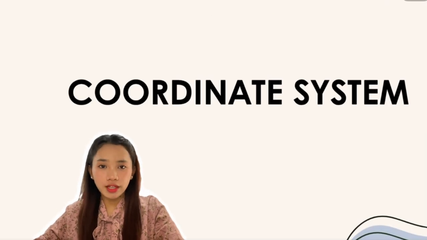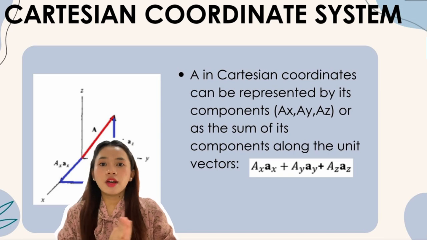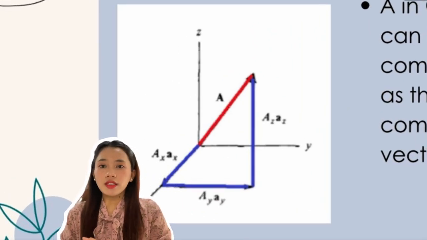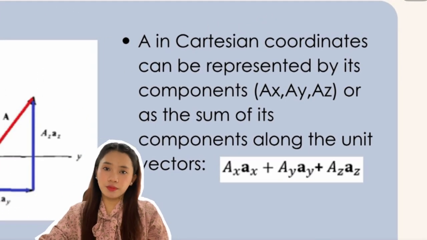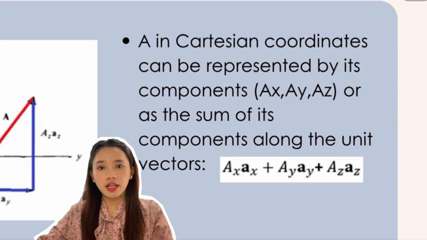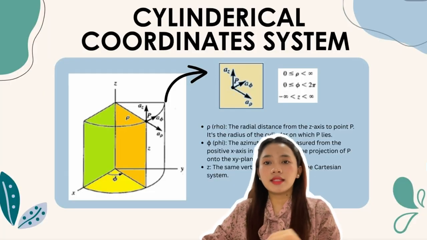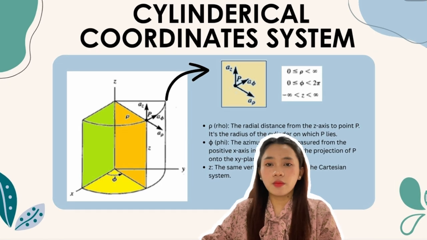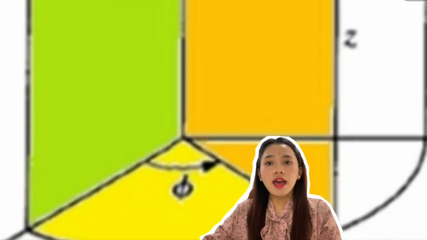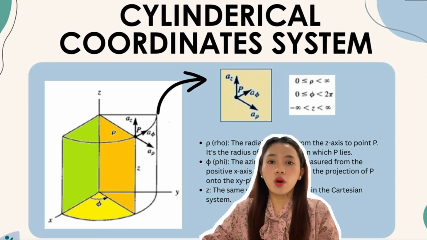There are three main coordinate systems used in vector analysis. The first one is the Cartesian coordinate system, where it uses x, y, and z axes. Vector A in Cartesian coordinates can be represented by its components or as a summation of its components along the unit vectors. The second one is the cylindrical coordinate system, where it uses radial distance called rho, angle phi, and height as z, useful for cylindrical objects like wires.